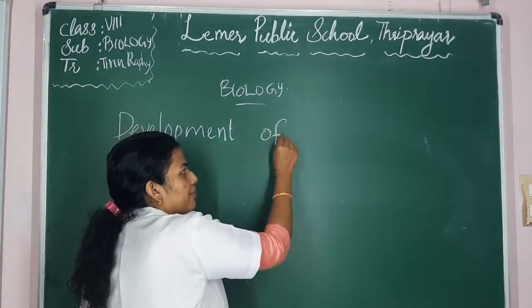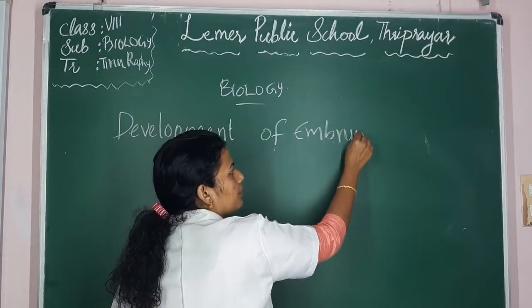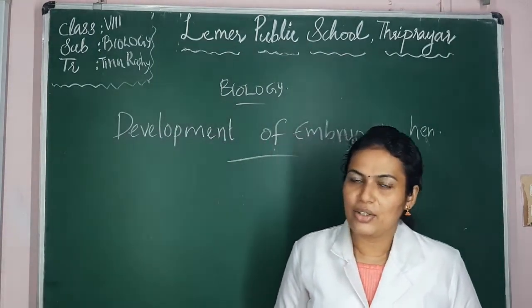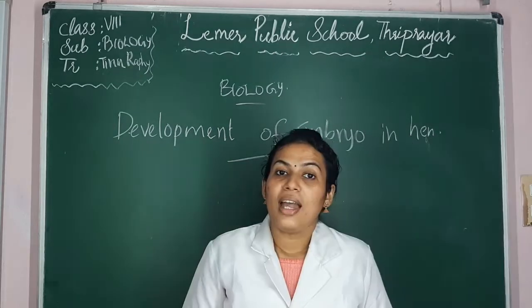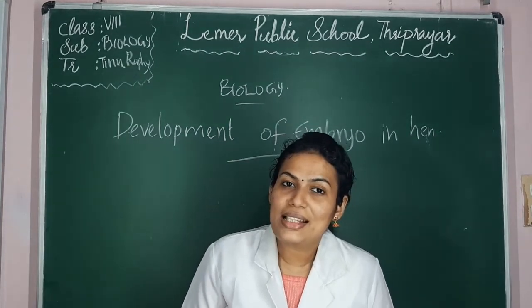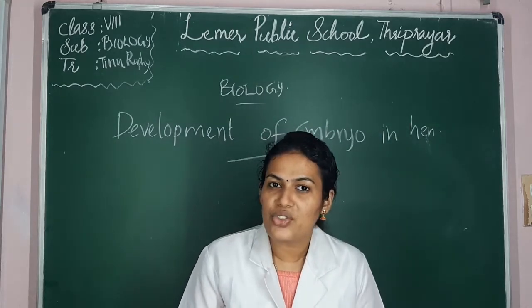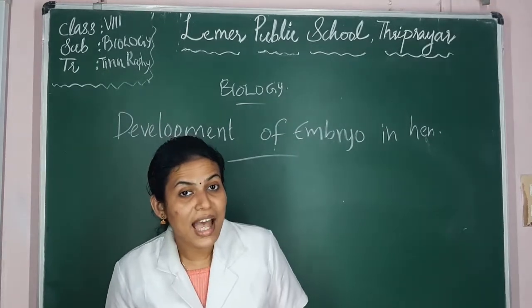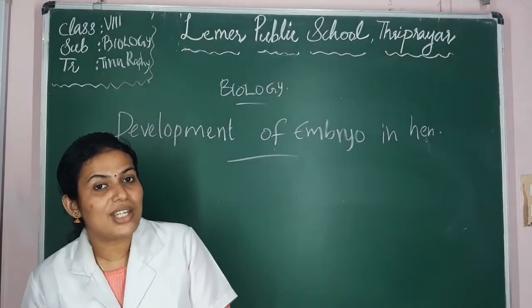Development of embryo. So all of us are familiar with the hen, isn't it? You have seen the hens and cocks around your house, isn't it? And you know how the hens reproduce the chicks. How does a hen reproduce the chick? Yes, by laying eggs, isn't it? So hens lay eggs and these eggs hatch into the chicks, isn't it?